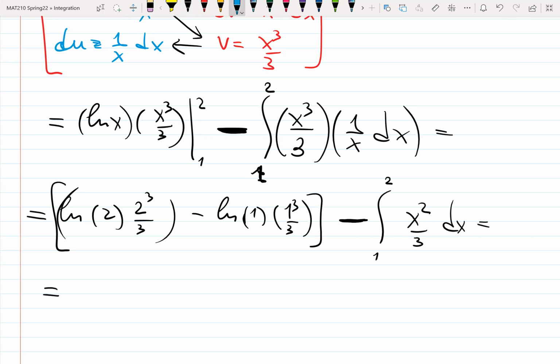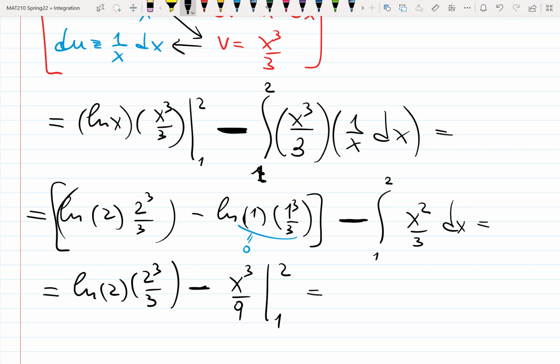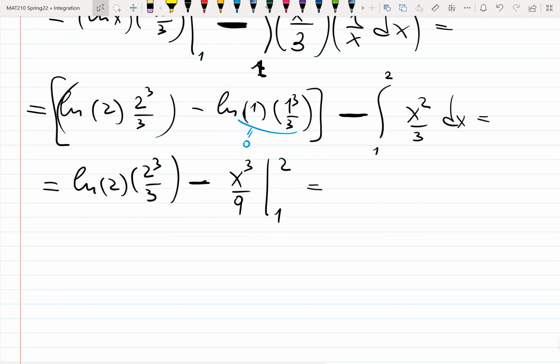So this is 0 for you to know, because ln of 1 is 0. ln of 2 times 2 cubed over 3, that's a number, minus integrating x squared over 3 gives you x cubed over 3 times 3, which is 9, a bar from 1 to 2. Finally, plug the numbers and you get the answer.